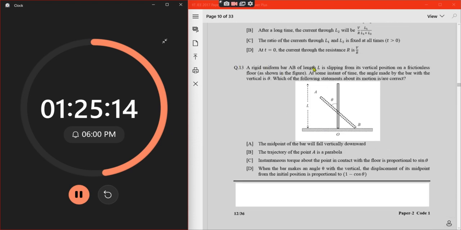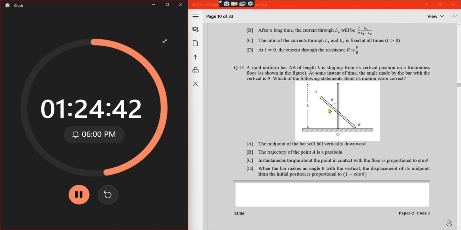A rigid uniform bar AB of length L is slipping from its vertical position on a frictionless floor as shown. At some instant of time, the angle between the bar and the vertical is theta. Find which of the following statements about its motion is not correct. The midpoint of the bar will fall vertically downward. Yeah, that's correct. So A is correct. Okay, the trajectory of the point A is a parabola. Okay, it's just falling down. Oh, okay, we will have to find its trajectory.